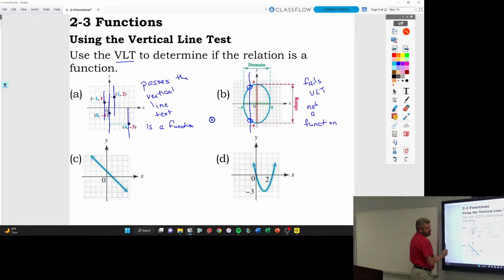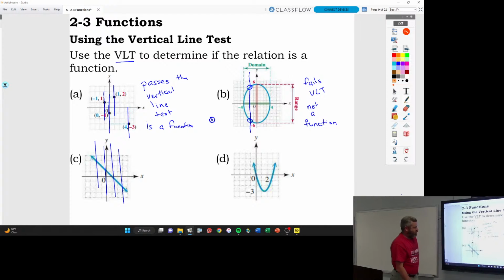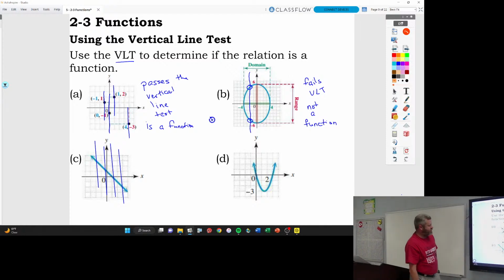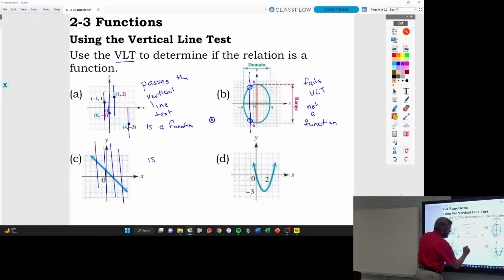Part C, take a vertical line. It doesn't matter where you draw a vertical line on this thing. No matter where I draw a vertical line, it only touches the graph once. It passes the vertical line test. It is a function.